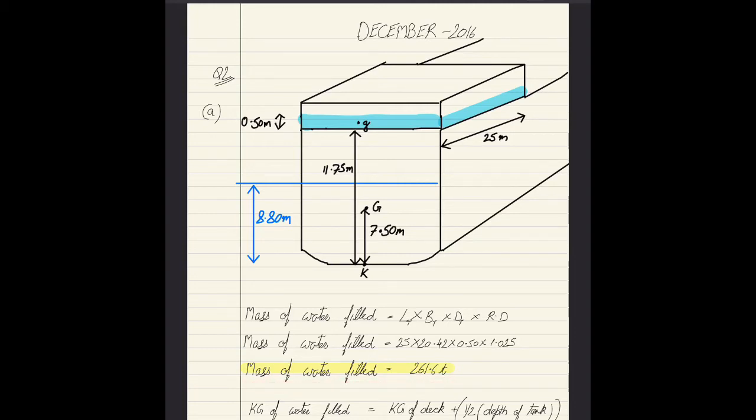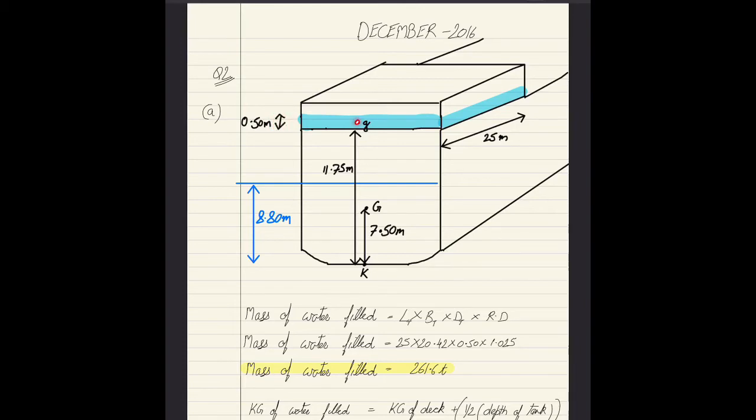The next step is to determine the KG of the liquid on the deck. To determine the KG of liquid on the deck, we apply the formula KG of deck plus half the depth of the tank. Since the water has been filled up till this level, at around half its height we will be having its center of gravity. We know the height from keel up till the deck, which is 11.75 meters, and we know the height of water which has been filled on the deck.